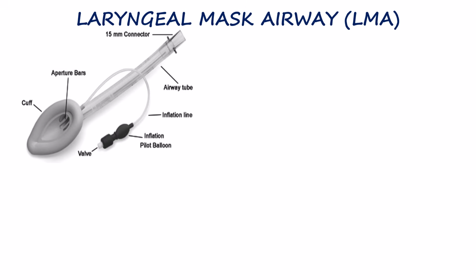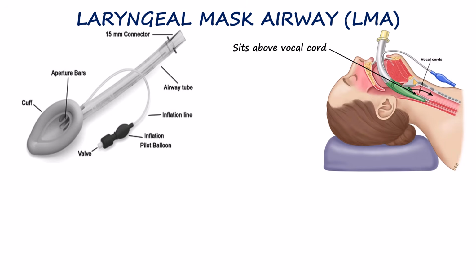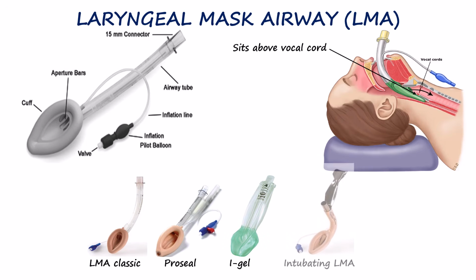The first device in advanced airway management is the laryngeal mask airway or LMA. The LMA is a supraglottic device, which means it sits above the vocal cords rather than passing through them. Although there are different types of laryngeal mask airways, they all share a similar design. Each consists of a tube connected to a mask with an inflatable cuff at the end. When inserted, the mask sits in the hypopharynx and the cuff is inflated, creating a seal around the laryngeal inlet. This allows ventilation to be delivered effectively without the need for endotracheal intubation.